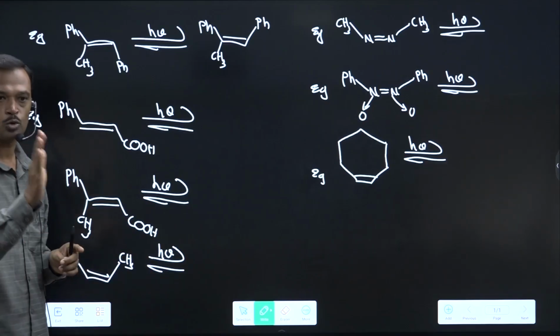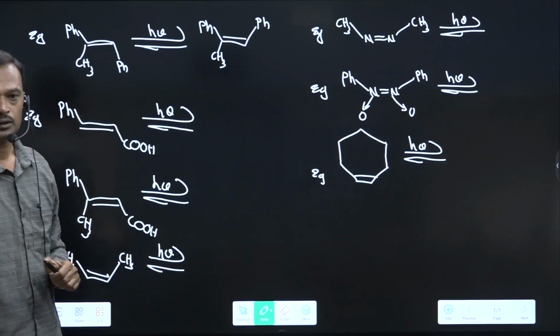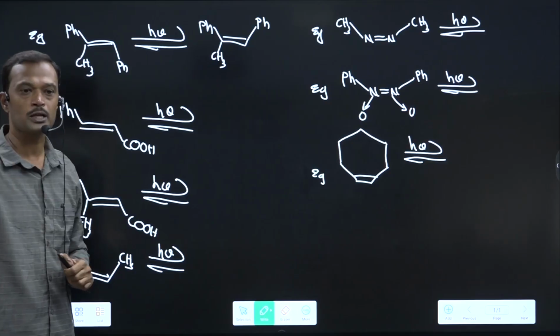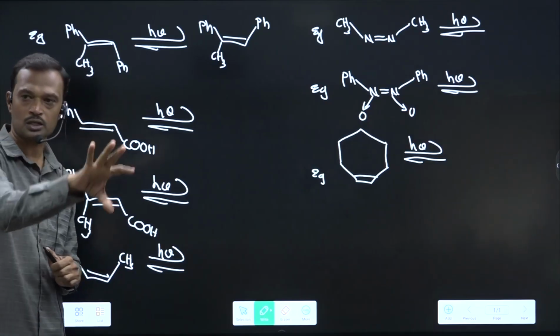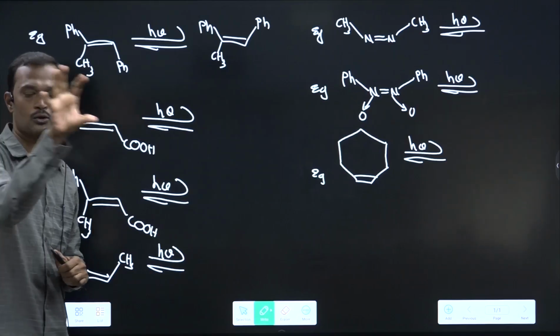330 nanometers is suitable for which one? 330 nanometers is suitable for which stilbene? Trans stilbene. Is trans converted to cis at that time, or cis converted to trans? Trans converted to cis.